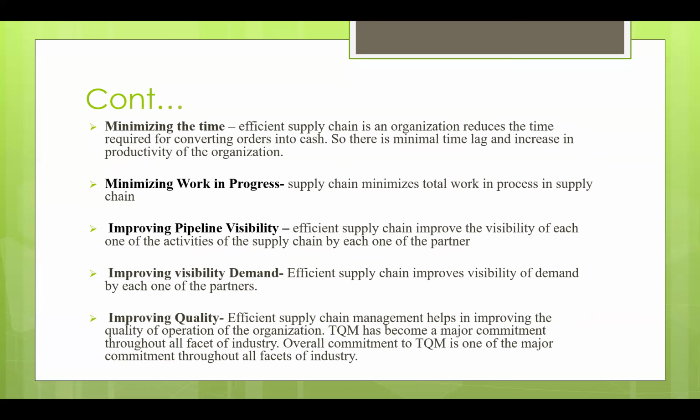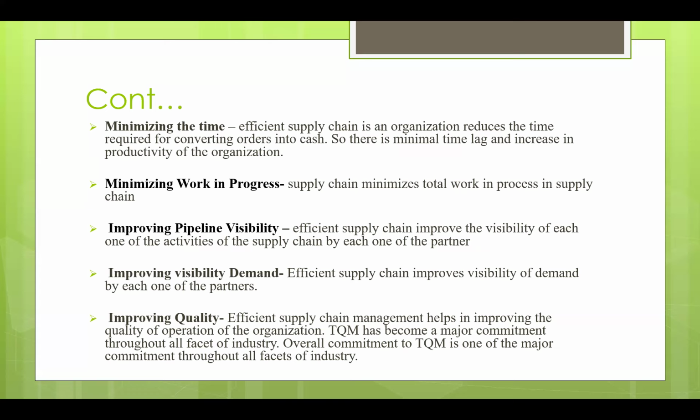Then, minimizing time is one of the objectives of supply chain management. That is, an efficient supply chain in an organization reduces the time required for converting orders into cash. So there is minimal time lag and an increase in productivity of the organization. The next objective is minimizing work in progress inventory. That is, supply chain minimizes total work in progress or work in process in the supply chain.